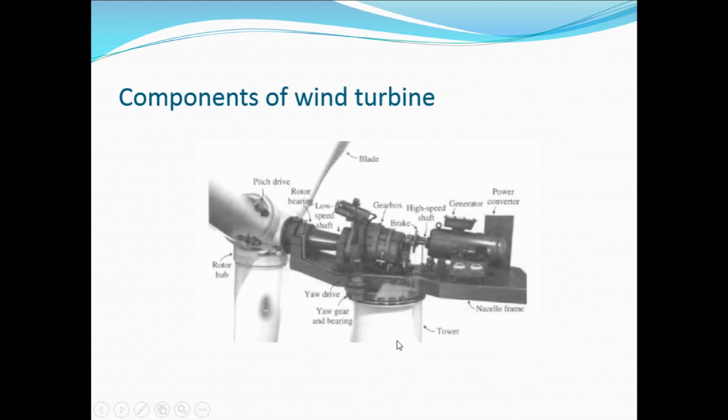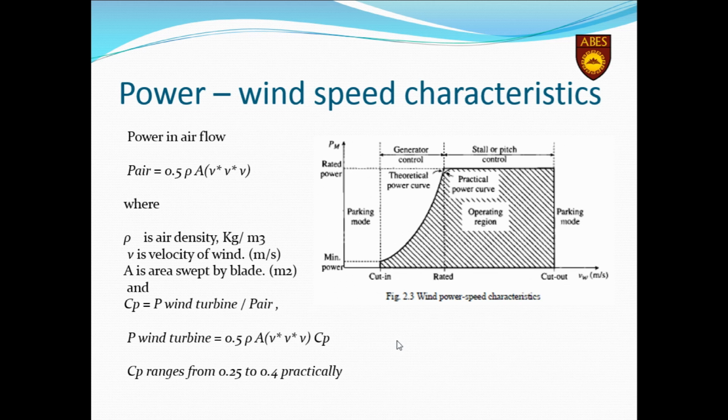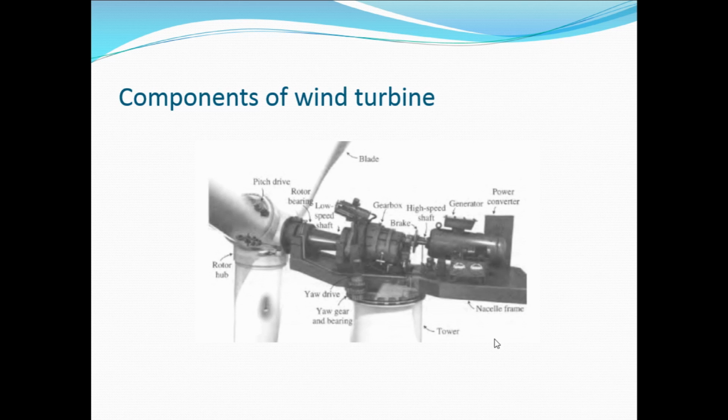So coming to the first point, before that, I want to share some components of wind turbine. These are the blades which are mounted on rotor hub. Then the low speed shaft is connected to gearbox, and then to generator and power converters. The main part in this component series is gearbox, which converts the low speed shaft to a high speed shaft.